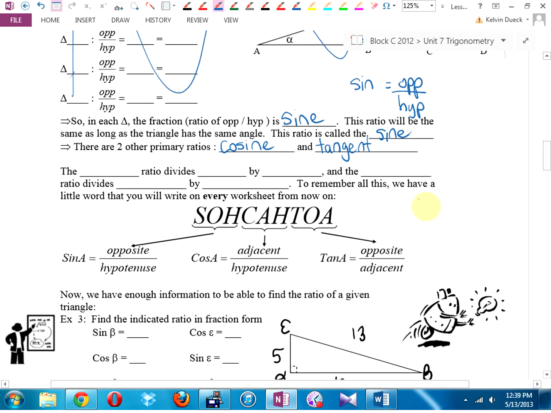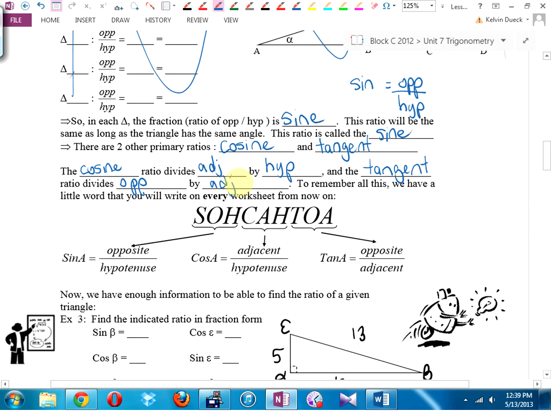So, sine is opposite over hypotenuse. You need to memorize it, but I'm going to give you a great trick too, so don't freak out. Cosine is adjacent over hypotenuse. And tangent is opposite divided by adjacent.